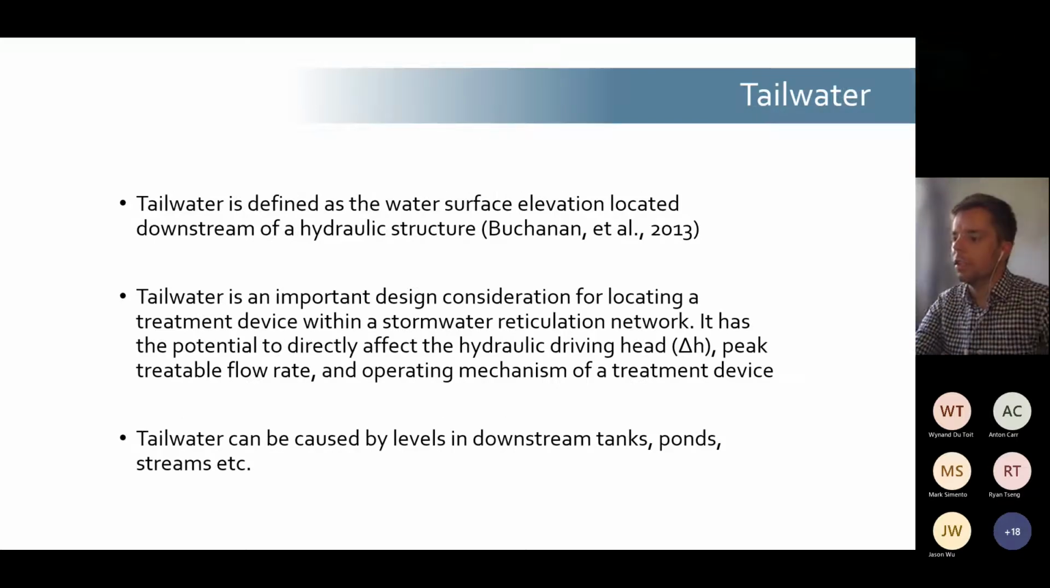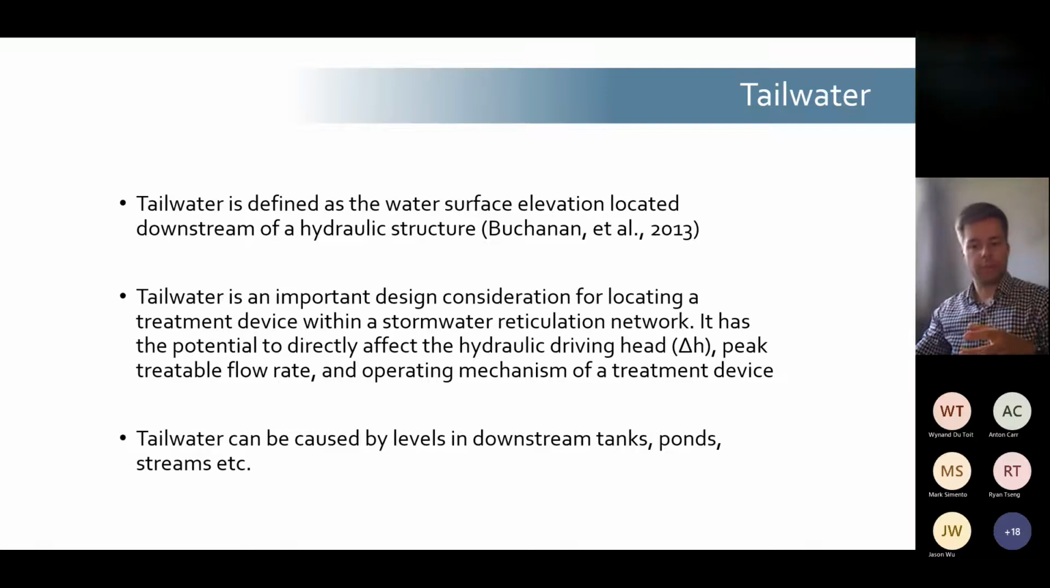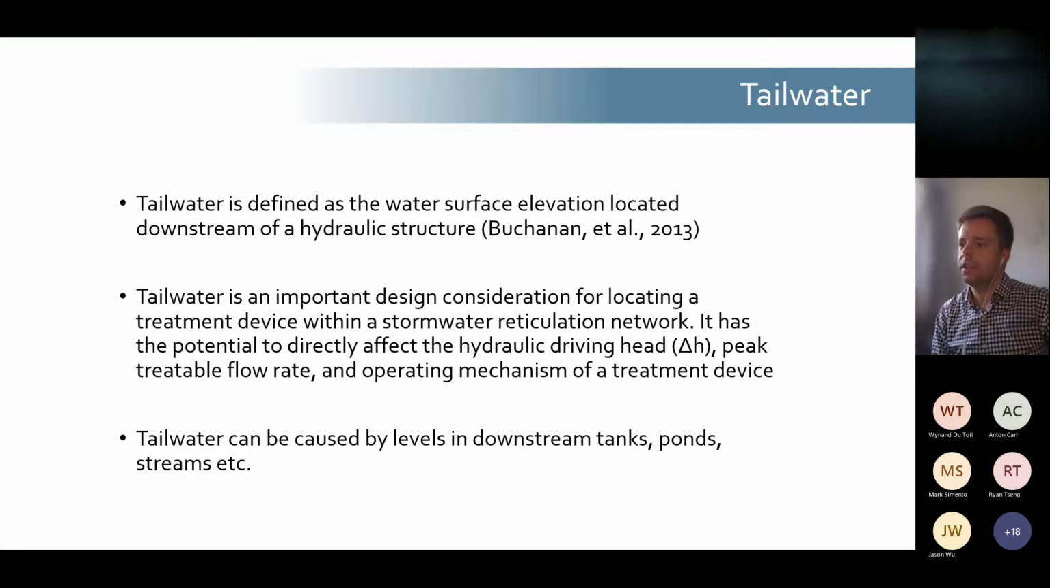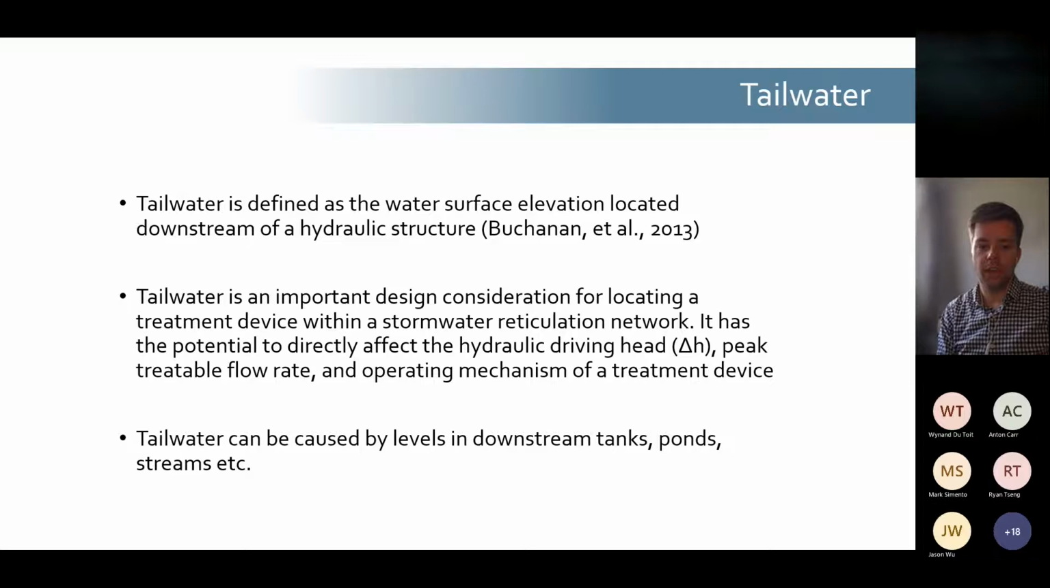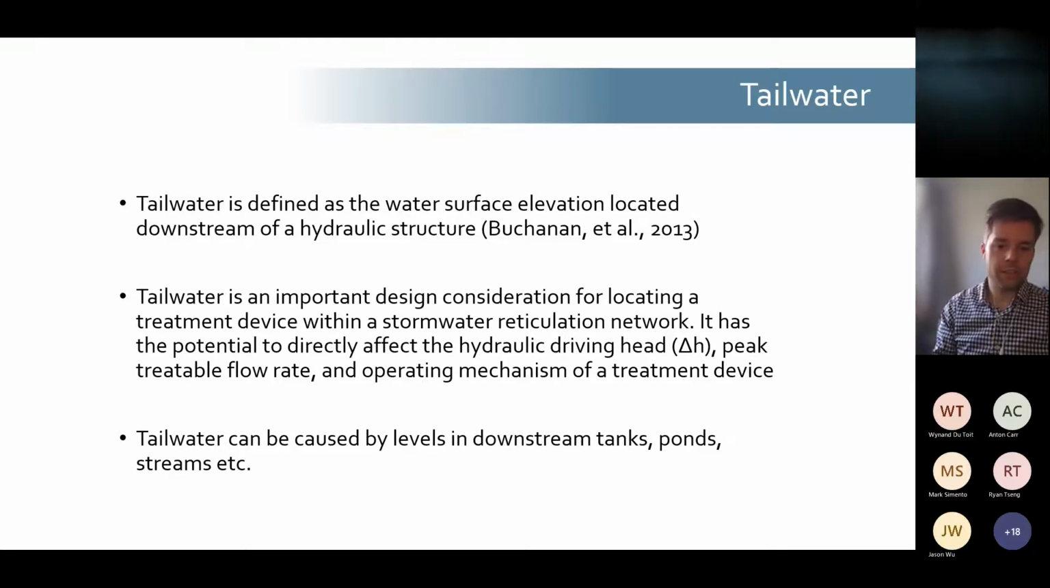Then we look at tailwater. So we've considered surcharging, but now what's happening after the device, and how does what's happening after the device affect the treatment device? Tailwater is defined as the water surface elevation located downstream of a hydraulic structure. It is an important design consideration for locating a treatment device within a stormwater network, because tailwater could be caused by downstream detention tanks, ponds, or streams. That can affect the performance of the treatment device.